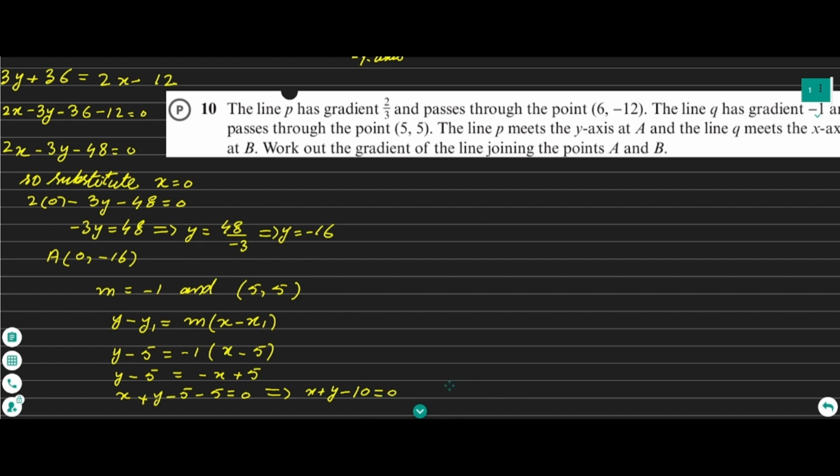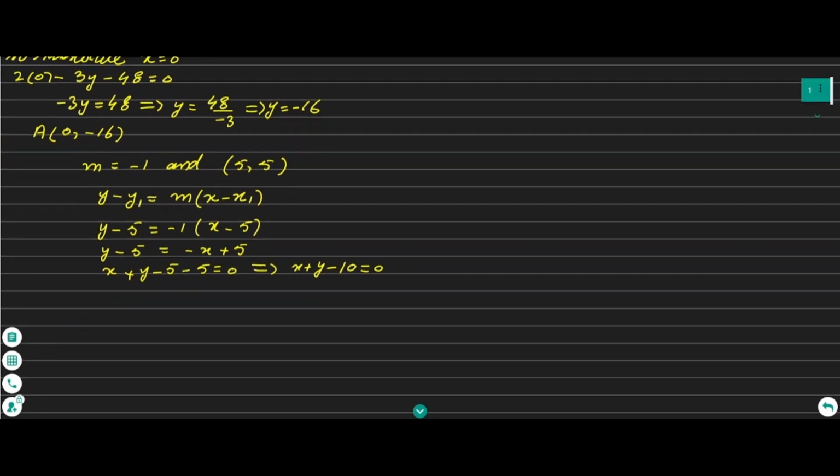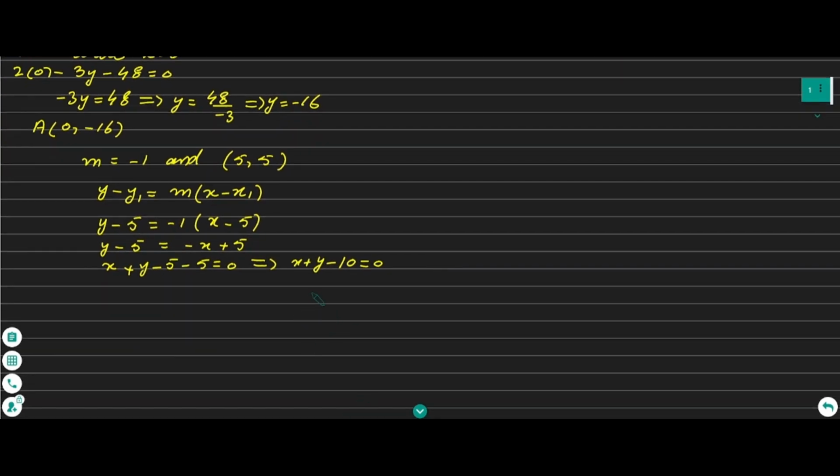Now as the point B lies on the x-axis, to find the coordinate B, we replace y equal to 0 in the equation of line Q. This is the equation of line Q. Now replace y equal to 0. We get x plus 0 minus 10 equals 0. Then x will be 10. So the point B has coordinates x is 10 and y equal to 0. Now we have found the coordinates A and B.